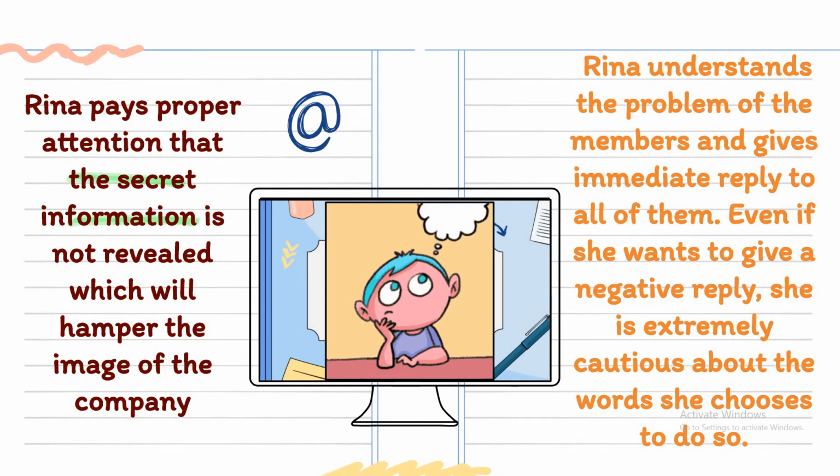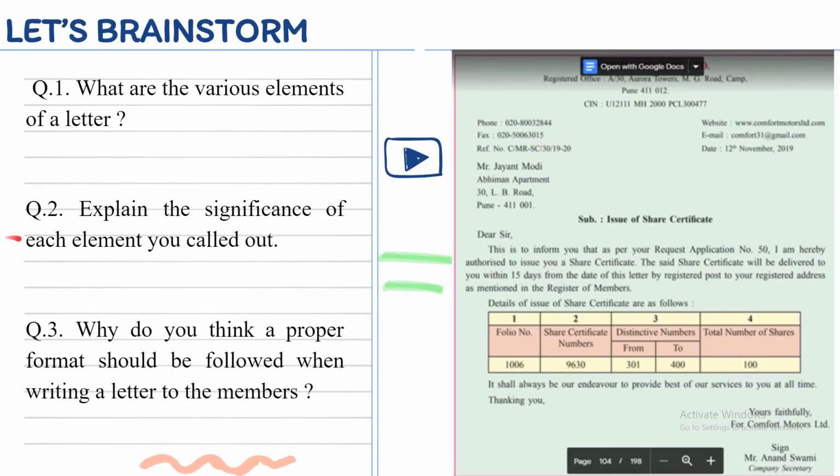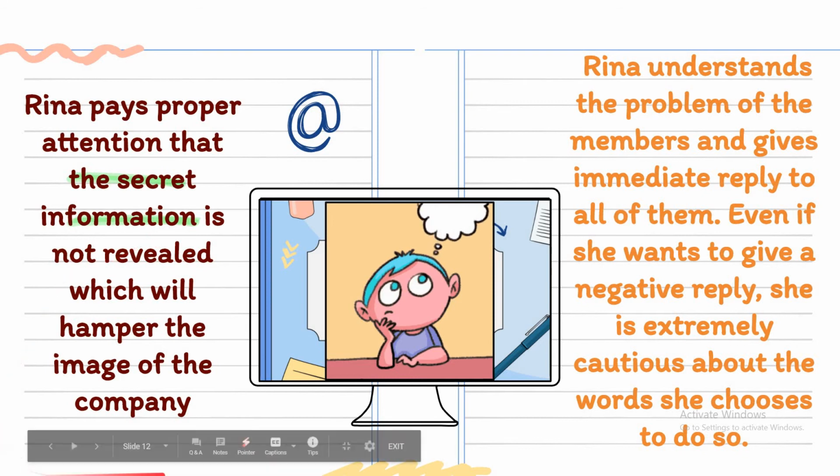Yes, you are a smart one, dear. So you have already identified that she pays proper attention that secret information is not being revealed. That means she is maintaining the confidential information. She is maintaining secrecy so that the corporate image, that is the goodwill of the company, is not being hampered.